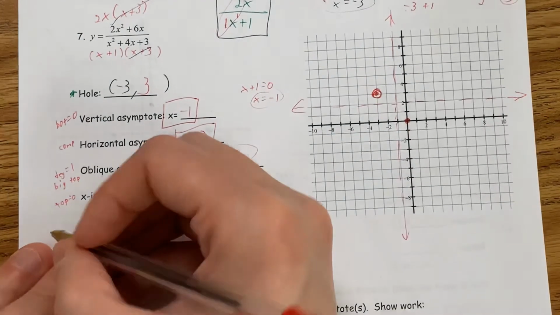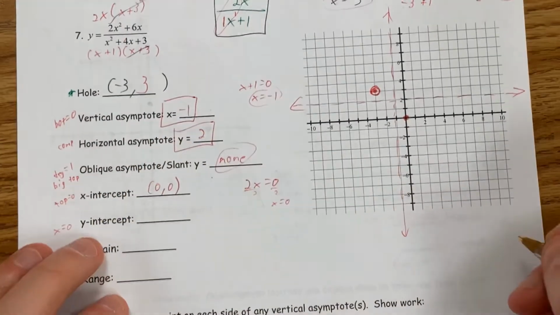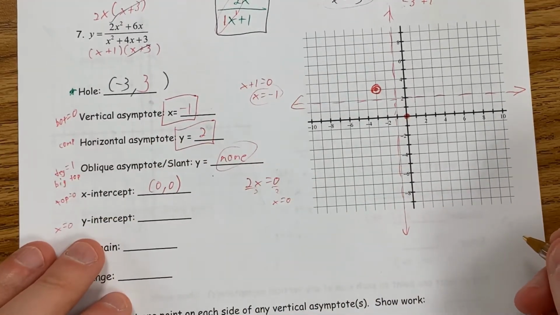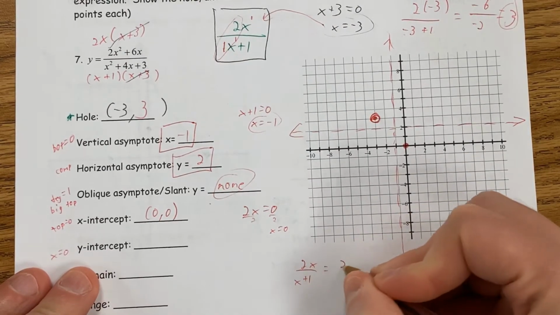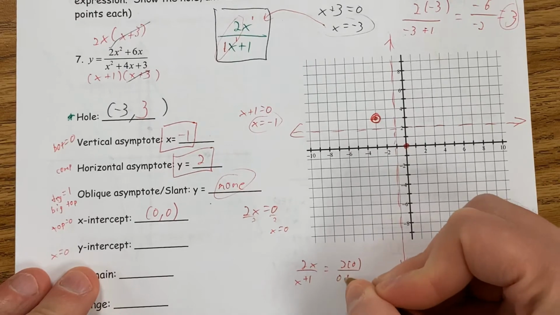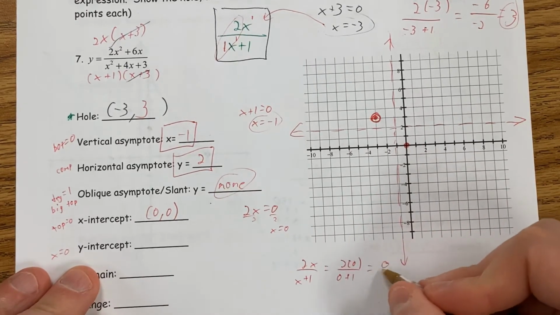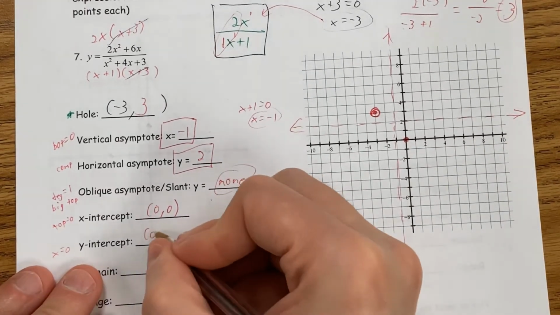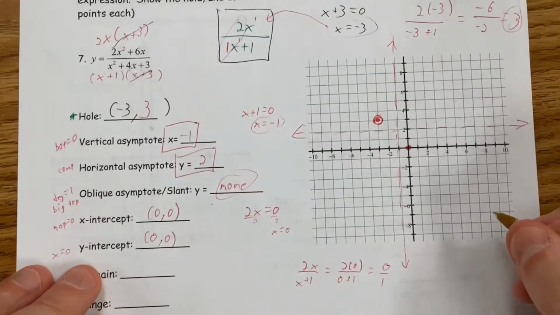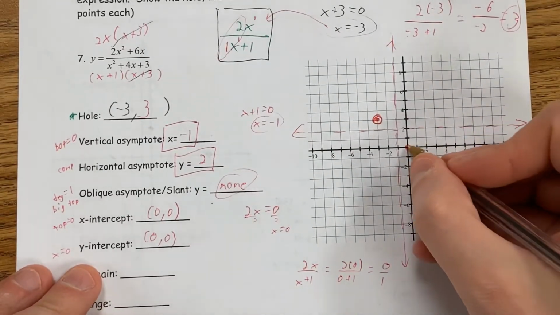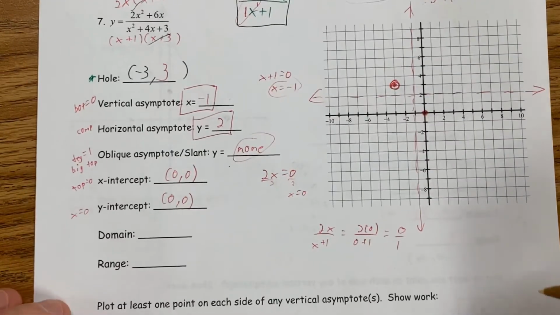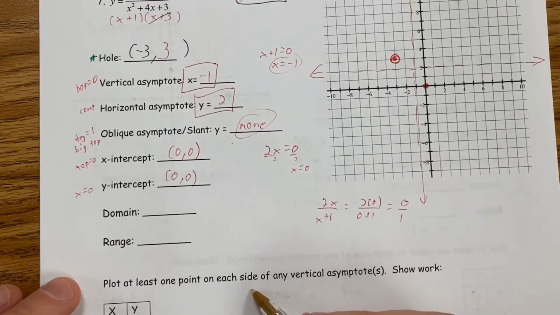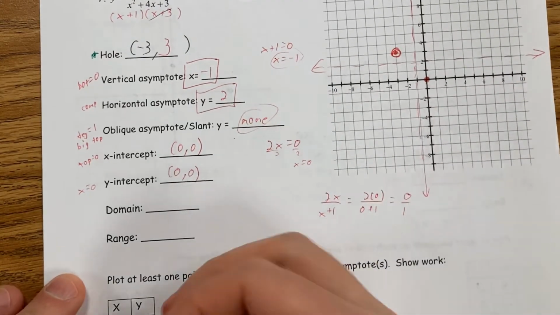For the y-intercept, you make x equal to 0. So if you have 2x over x plus 1 and you plug in 0, well, it's not going to be very entertaining. It's just going to be 0 over 1, which is 0. Which is something we've already plotted. Spoiler. So we've already plotted 1 point on this side of the vertical asymptote.